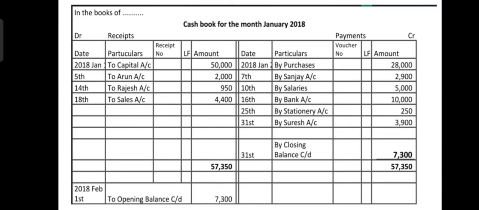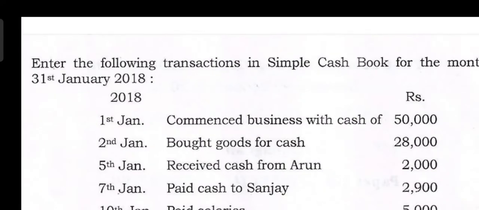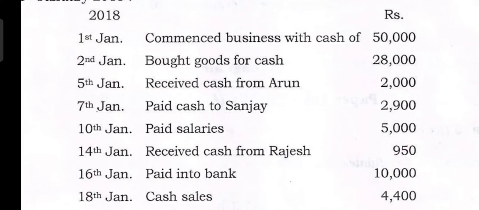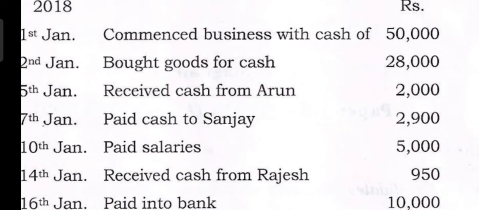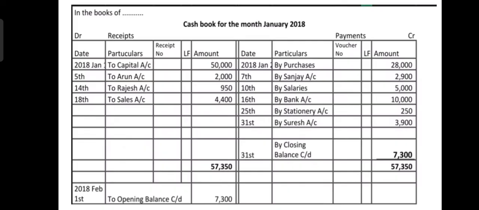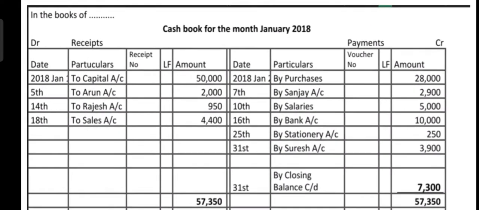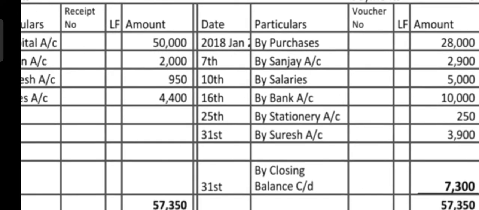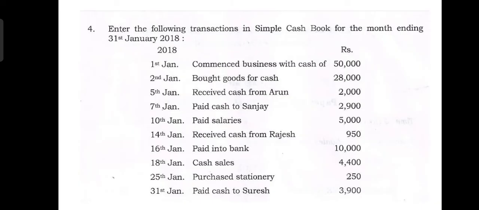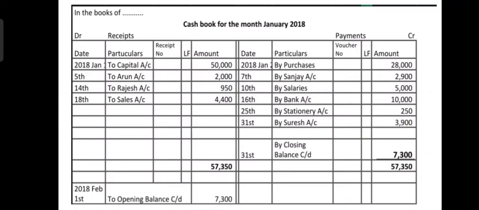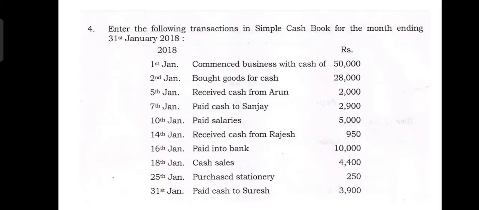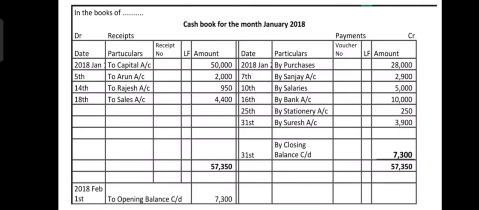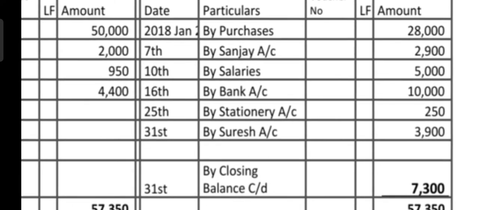Now the next transaction, this is happening on 7th January. Paid cash to Sanjay. Business is now paying cash to Sanjay. This is one of the payments. Now go to the payment side, write under payment side, put the date in date column. So by Sanjay account it is 2,900. Now go to the next transaction. This is on 10th, paid salaries. One of the expenses, we are paying salary, that is, paid salary is 5,000 rupees. Now record that it's an actual payment of cash, write the date in date column, write information in particulars column. By salaries it is 5,000 rupees.